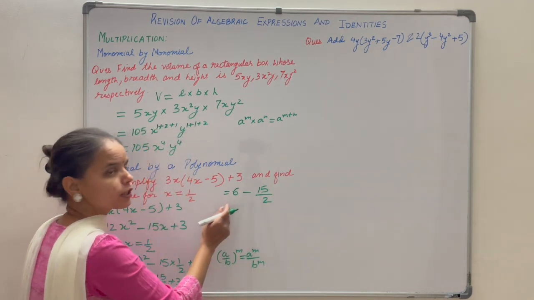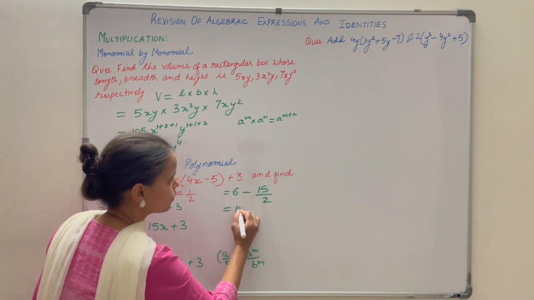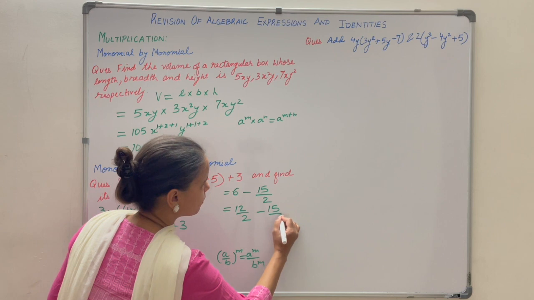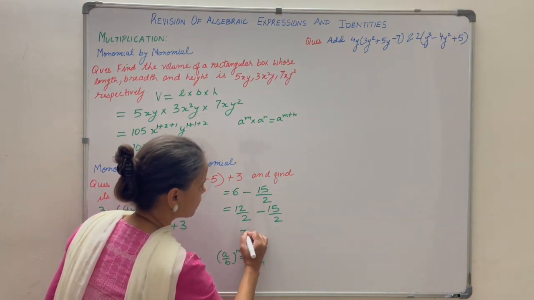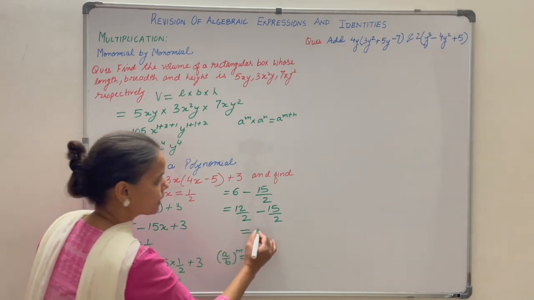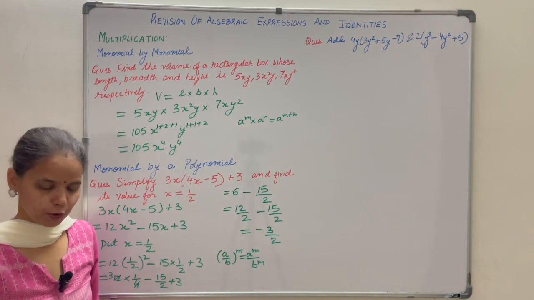You need to make the denominator same. So here what will you get? 6 into 2 is 12 upon 2 minus 15 upon 2. Now the denominators are same. So 12 minus 15 is minus 3. So the answer is minus 3 by 2.